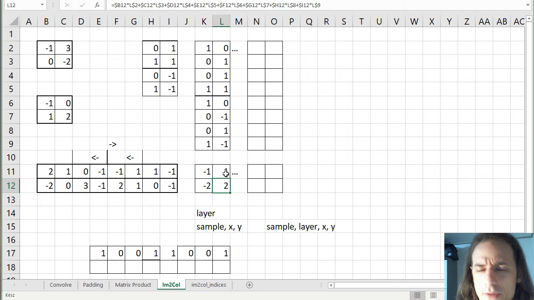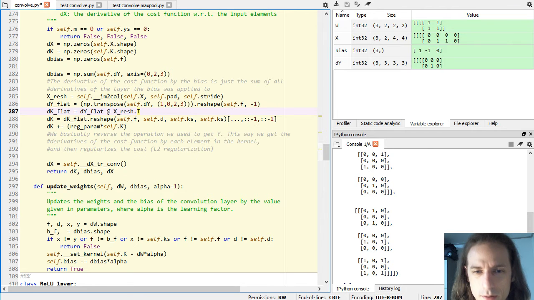So we can do the matrix operation because there is one matching dimension here. So let me go back to the code.